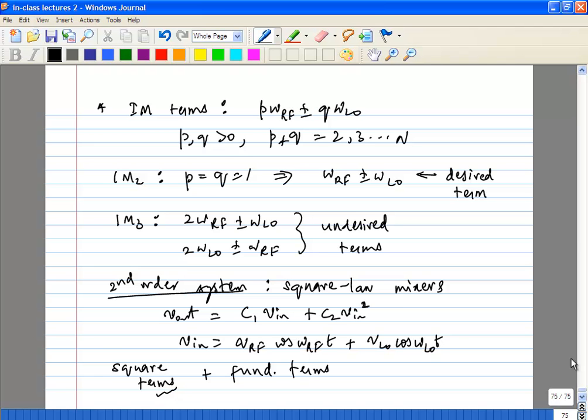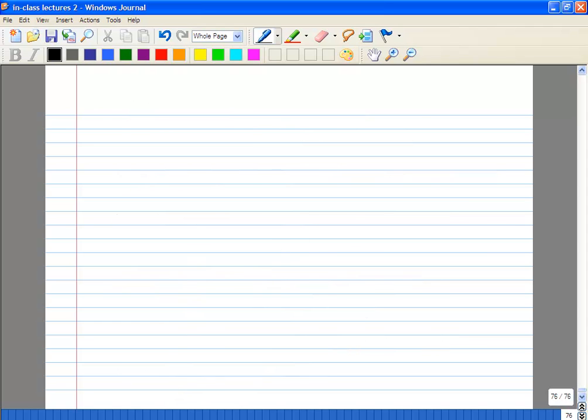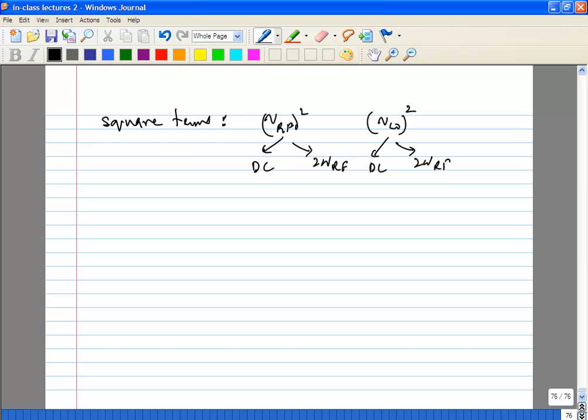So the square terms give you Vrf squared, which gives you DC and 2 omega RF. We have done this many times before, right? This gives you DC and 2 omega RF, and this also gives you DC and 2 omega LO.